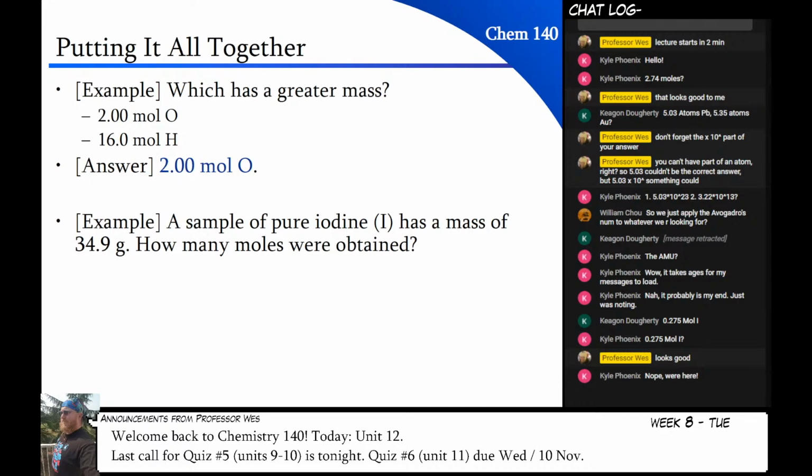Let's see here. So I've got 34.9 grams of iodine, and I want to convert that into moles. So I got to put the unit that I want to cancel out down here, right? So we'll put grams of iodine, and we'll put moles of iodine at the top. And then we'll go and look up the numbers on the periodic table. And so I have it right here. 1 mole of iodine is 126.90 grams. So 1 mole, 126.90. And again, this number comes from the periodic table.